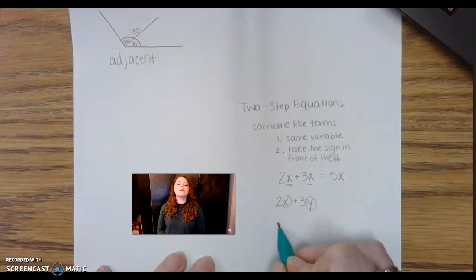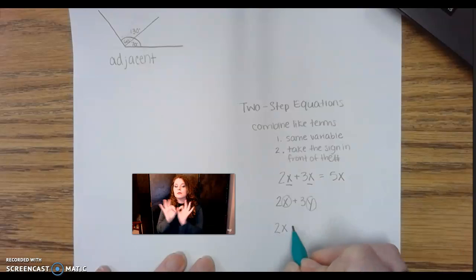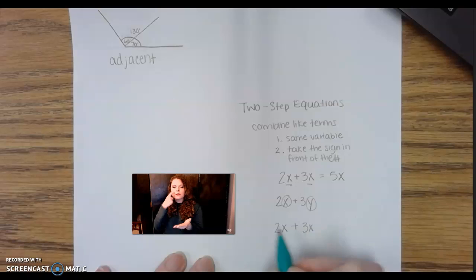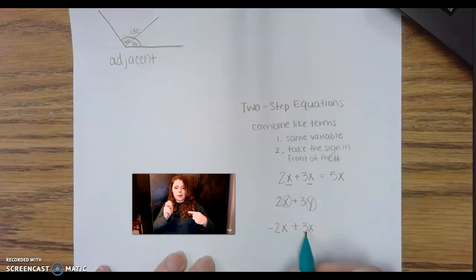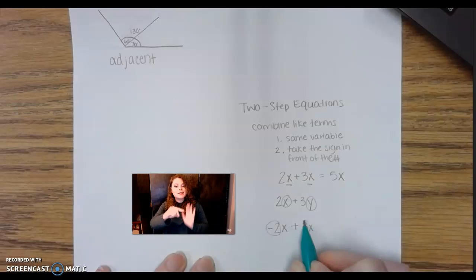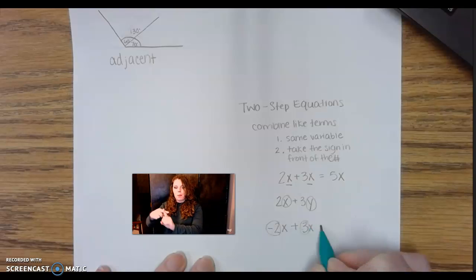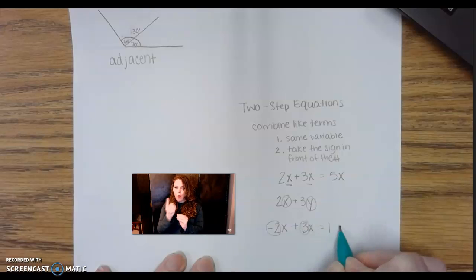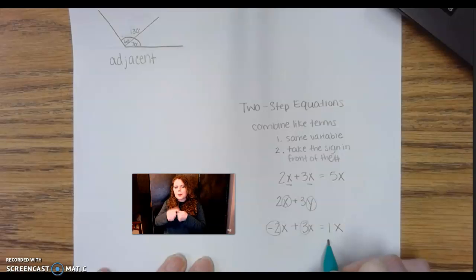It's also very important to pay attention to the sign in front of it. If this 2 was negative, you would not have 5x anymore. 2 plus 3 is 5, but negative 2 plus a positive 3 is only a positive 1. Please try to keep these things in mind as we go through.